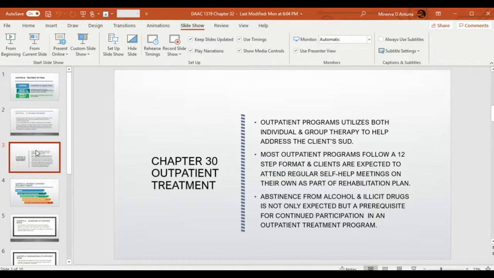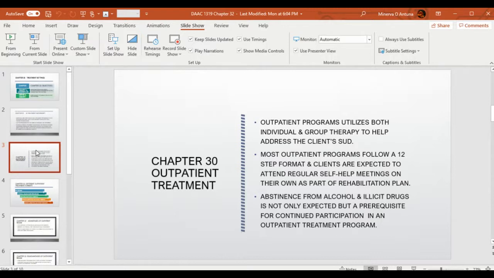So with that said, we're going to look at outpatient treatment. Outpatient programs utilize both individual and group therapy to help address the client's substance use disorder. Most outpatient programs follow a 12-step format, and clients are expected to attend regular self-help meetings on their own as part of the rehabilitation plan.